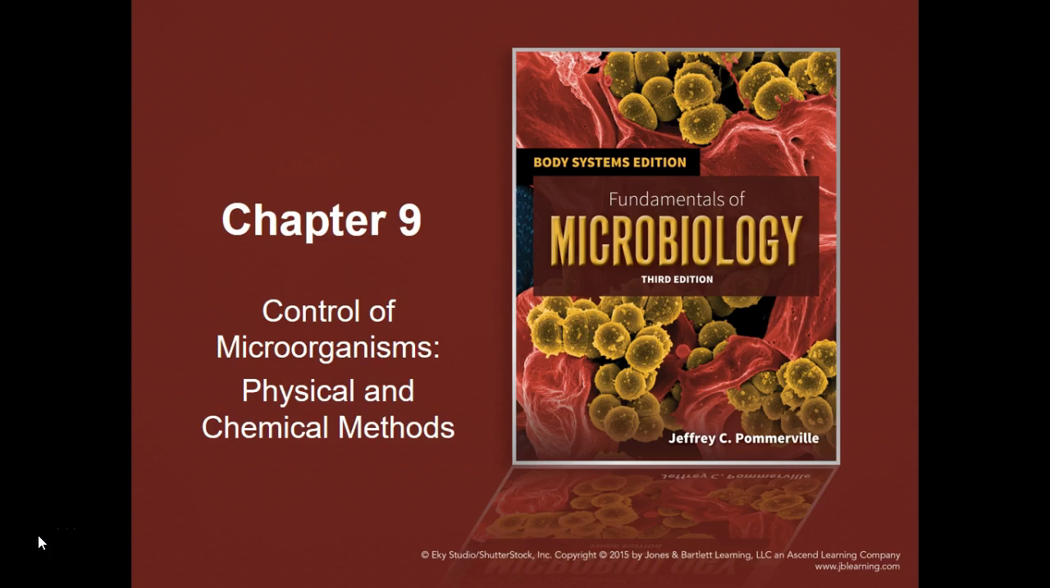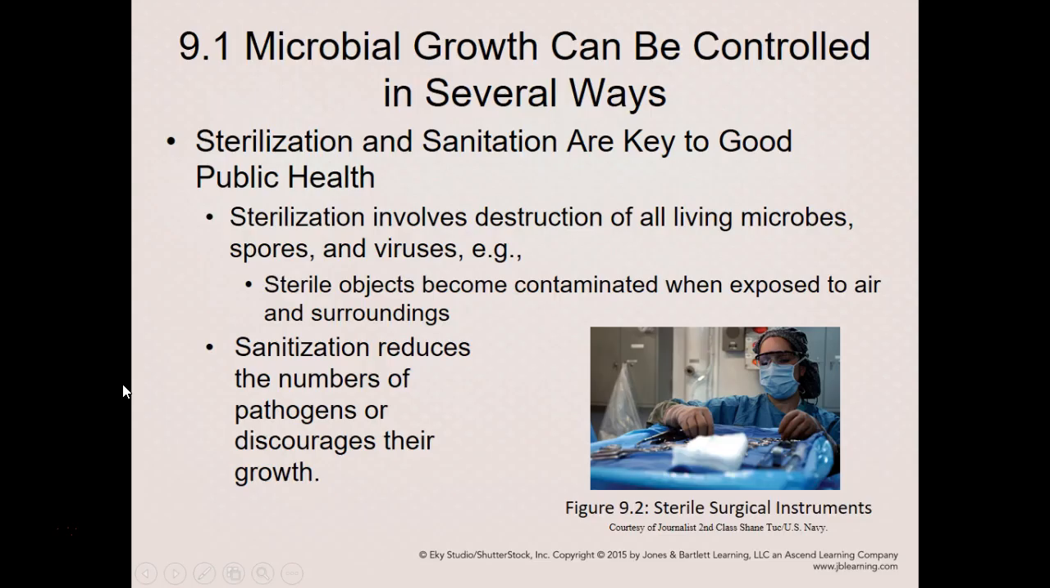So in Chapter 5, we talked about how we can grow microbes in a lab and the way microbes grow in laboratories. In Chapter 6, we looked at their metabolic activities. So what type of metabolic activities do they have? And how do they produce the majority of their energy? And now Chapter 9 talks about how we can control their growth or kill them off if we don't want them, because not all microbes are beneficial.